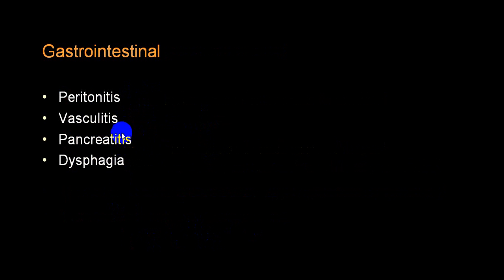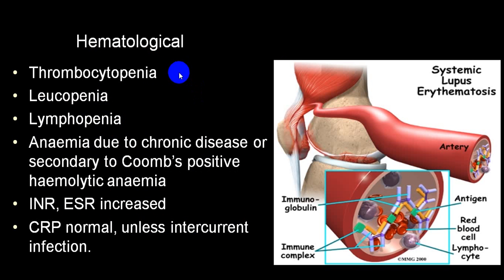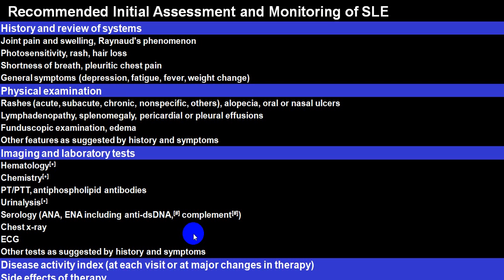GI tract: pancreatitis, dysphagia, peritonitis, all these are partly because of vasculitis. Hematology, we already discussed thrombocytopenia, leukopenia, lymphocytopenia, and immune hemolytic anemia, where you can have Coombs test also being positive. This is initial assessment. If you are interested, you can go through history, physical examination, laboratory parameters, and then you can find out the activity. So, a big list. You can go through it in your leisure time.